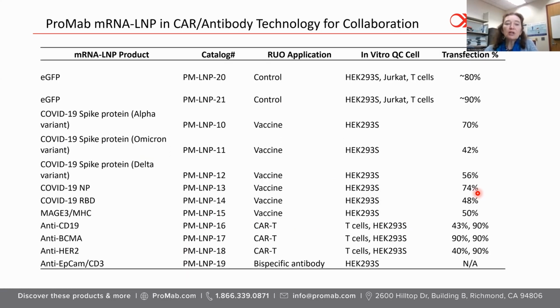So Pramab Biotechnologies, using the NanoGenerator, created several products. If you buy this machine, the NanoGenerator, you can use these already pre-made RNA-LNP products and test how to use them as controls. We have GFP, we have spike protein and RBD protein, and CD19 CAR, BCMA CAR, and HER2 CAR, and also bispecific antibody, EpCAM CD3, and all of them were tested with quality control and expression in 293 cells, and in terms of CAR cells and NK cells after transfection, we had more than 50% expression, up to 90% with CAR-T cells, generated CAR-T positive cells.